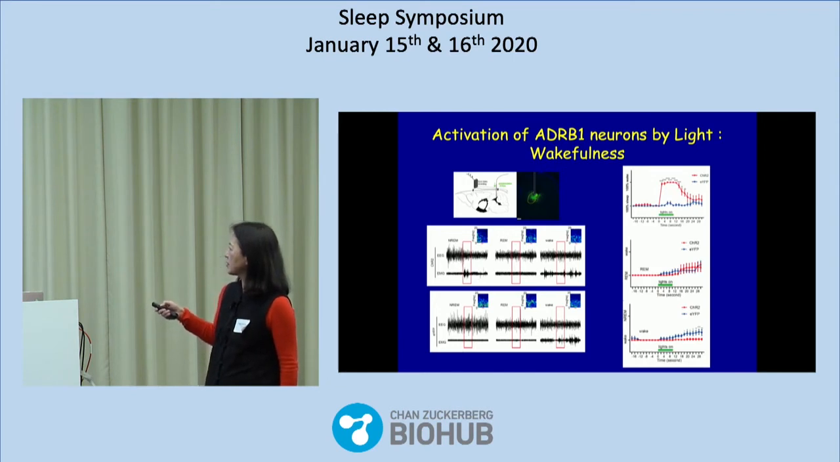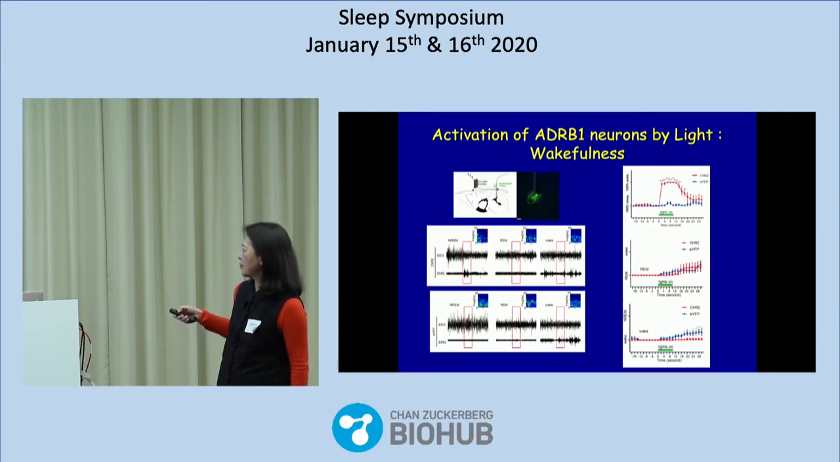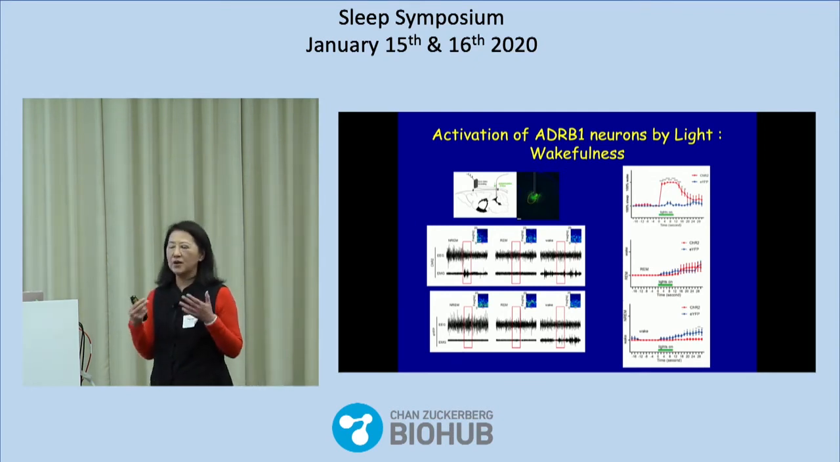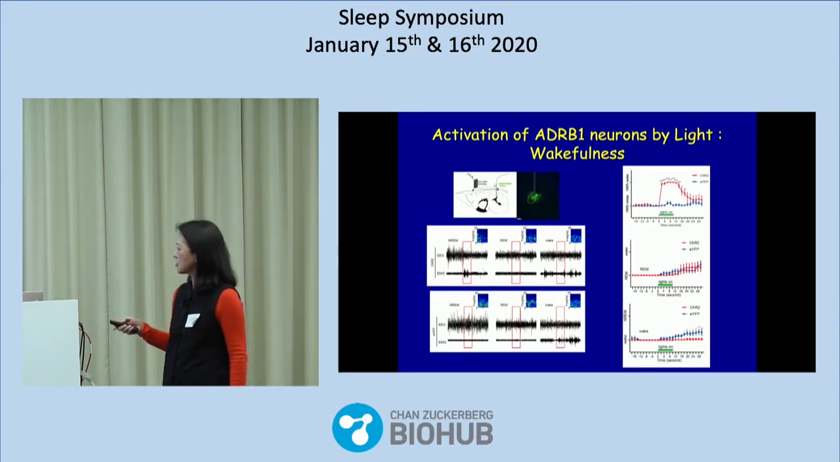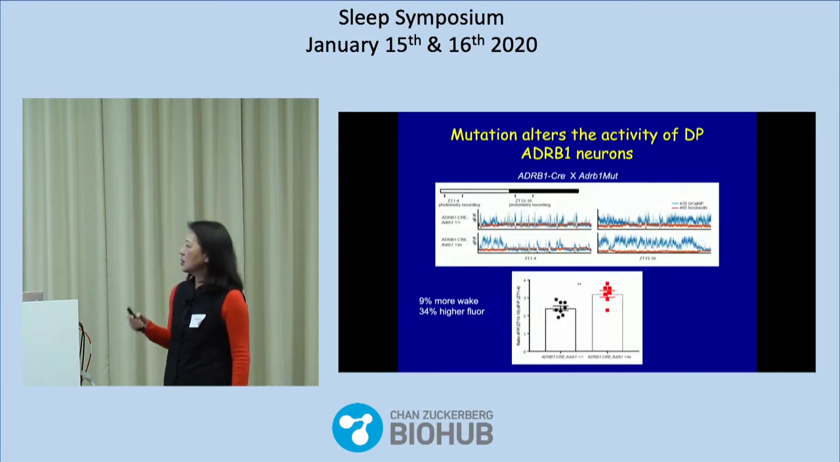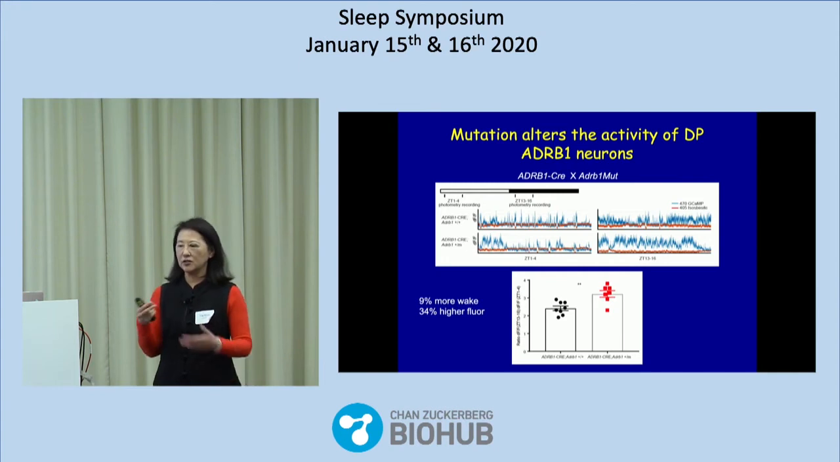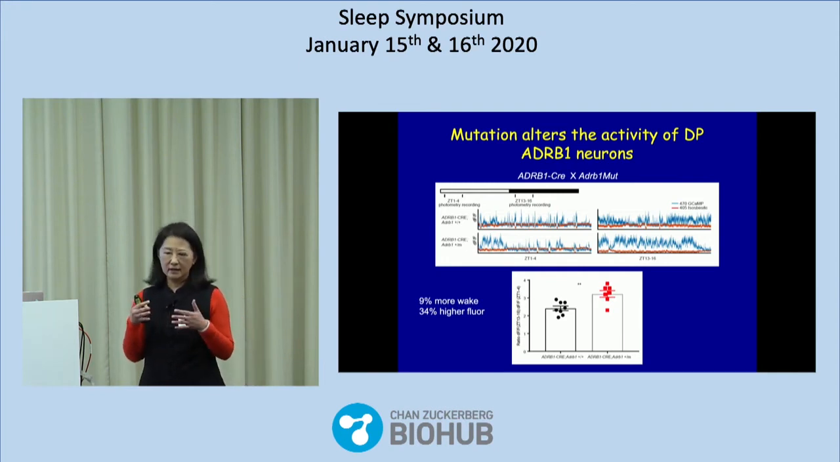Here again, if we look at the data in this view, it is easier to see that the light can instantaneously wake the mouse up from non-REM, but not much for REM and wake. This is probably because the ADRB1 neurons are already active during REM and wake, so if you stimulate them more, it is not going to make them change their sleep-wake state. So at that point, we knew that ADRB1 neuron activity is associated with wake and REM.